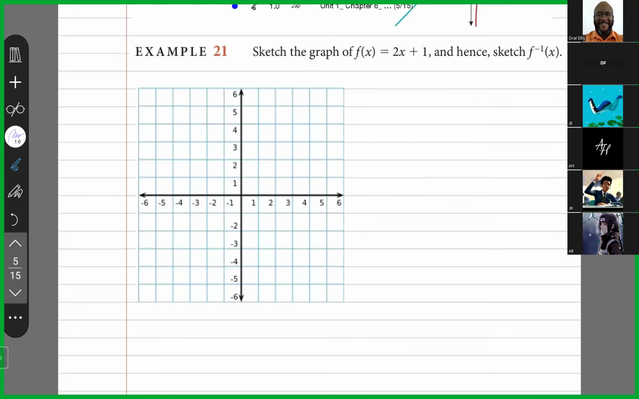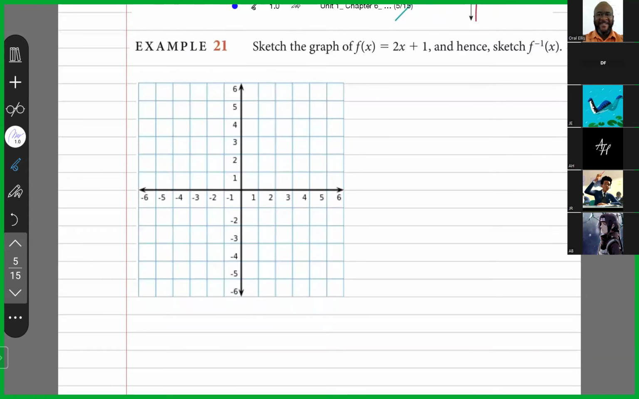Example 21 asks us to sketch the graph of y is equal to 2x plus 1 and hence sketch the graph of f inverse of x. All right, so let's sketch the graph of f of x is equal to 2x plus 1.